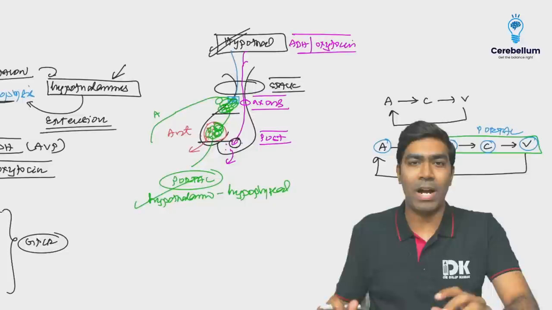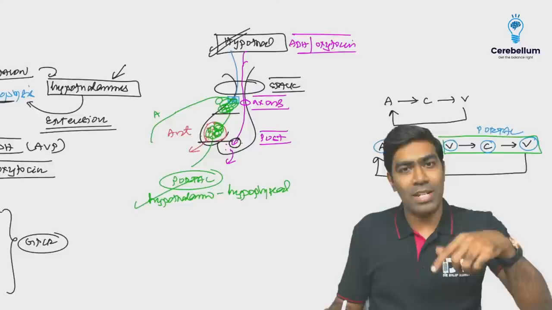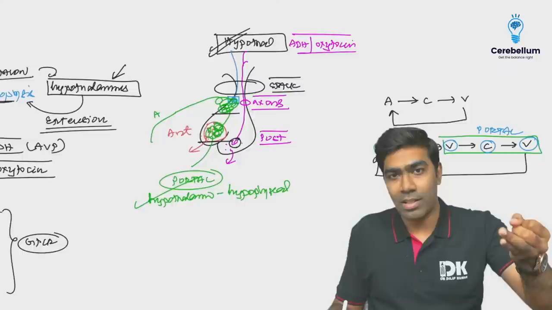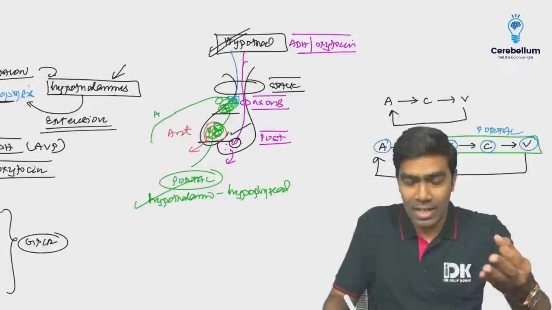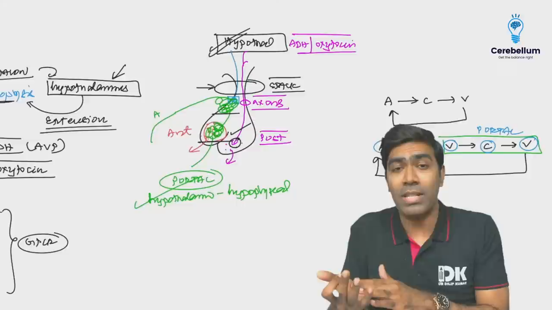So number one, the anterior pituitary is divided into three: pars distalis, pars tuberalis, and the posterior part, the pars intermedia. In that, the pars tuberalis is going to start forming the stalk. And a part of the hypothalamus is also going to form the stalk.